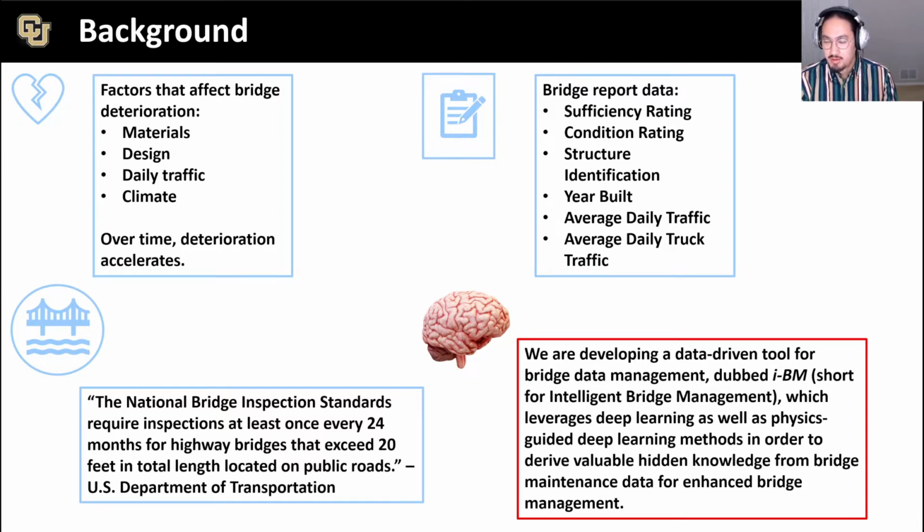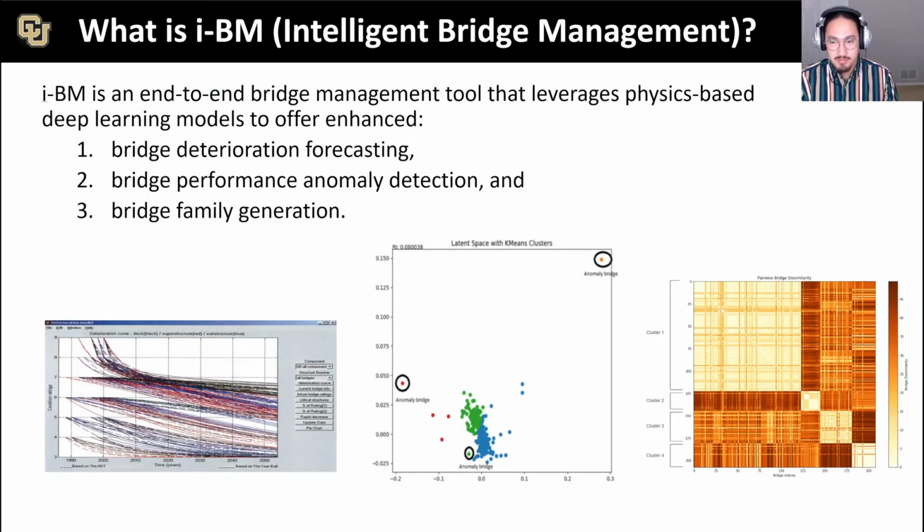And so after doing this initial literature review and looking at the data, we came to the conclusion that we wanted to develop an end-to-end data-driven tool that could be used by DOTs, which leveraged deep learning as the modeling method, as well as the data that we mentioned previously, to provide some predictive power in this problem domain. So what is IBM? Again, it's an end-to-end bridge management tool that's actually usable by an end user that does three things, or at least we envisioned it to do three things at the beginning. And this is what we seek out to do going forward.